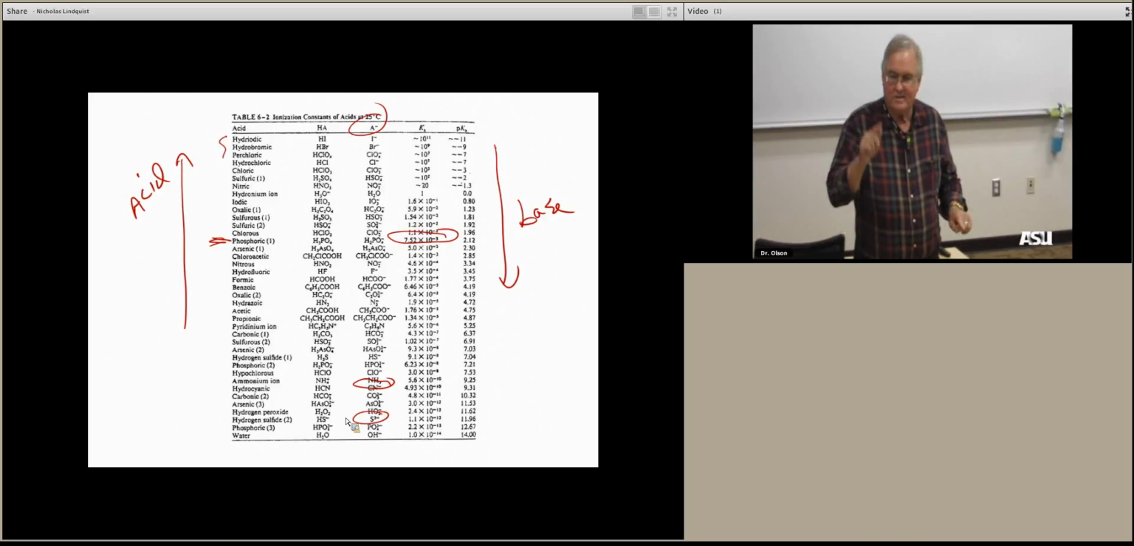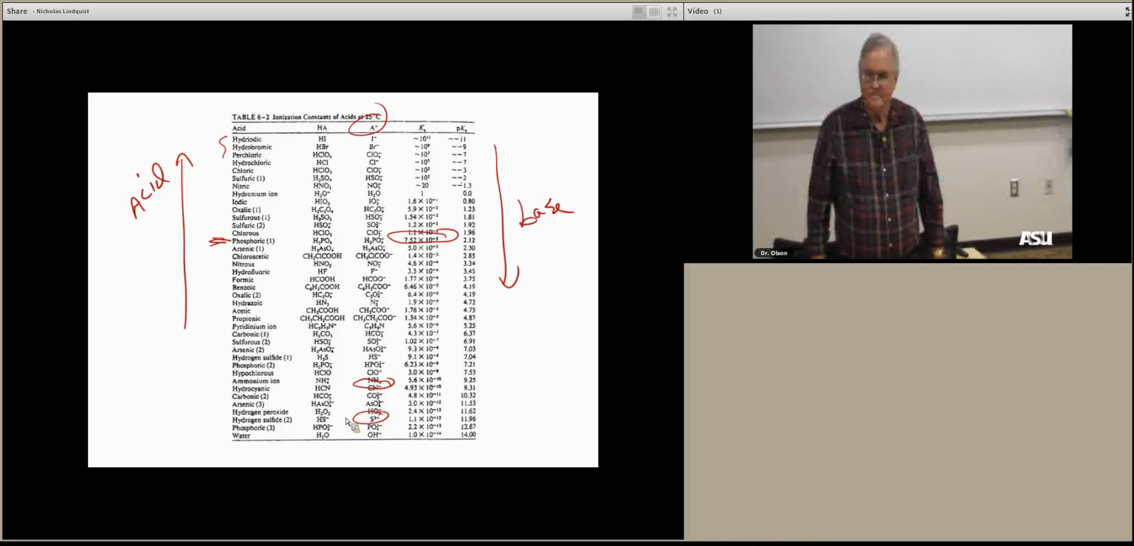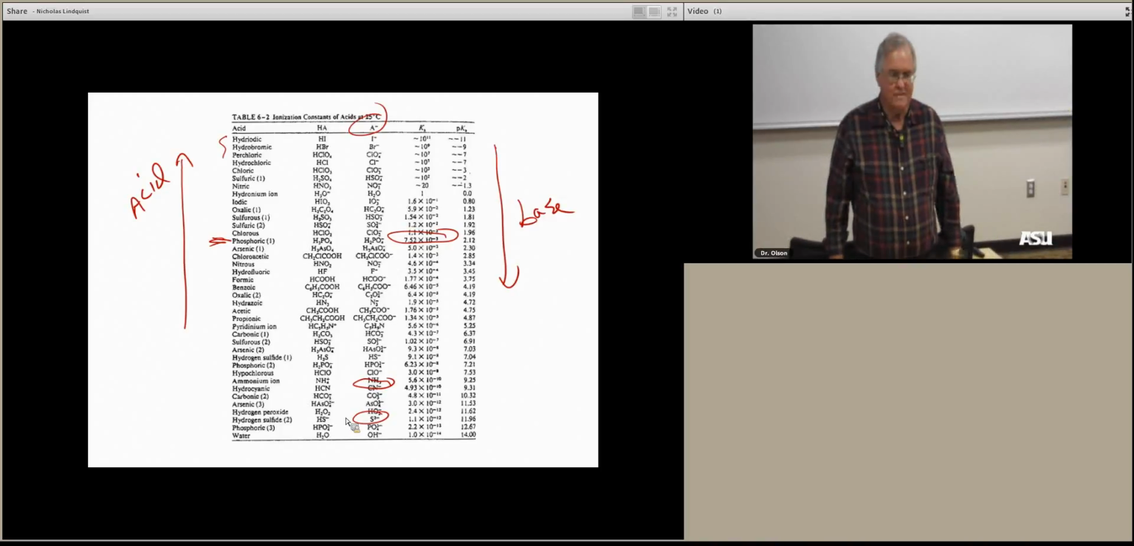So I could say compare the base strength of sulfide ion versus iodide ion. S2- versus I-. Which would be the stronger base? S2-, because it's the conjugate base of a weak acid. So it's a much stronger base. Okay? Does that kind of make sense to you?